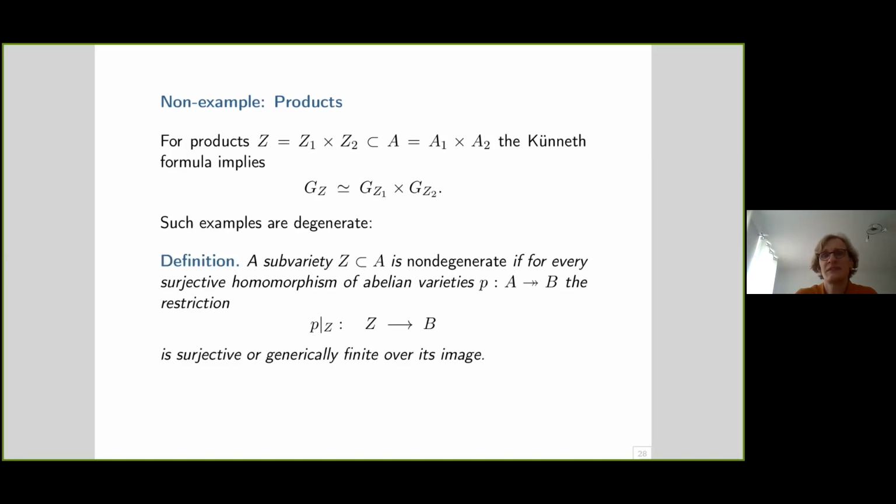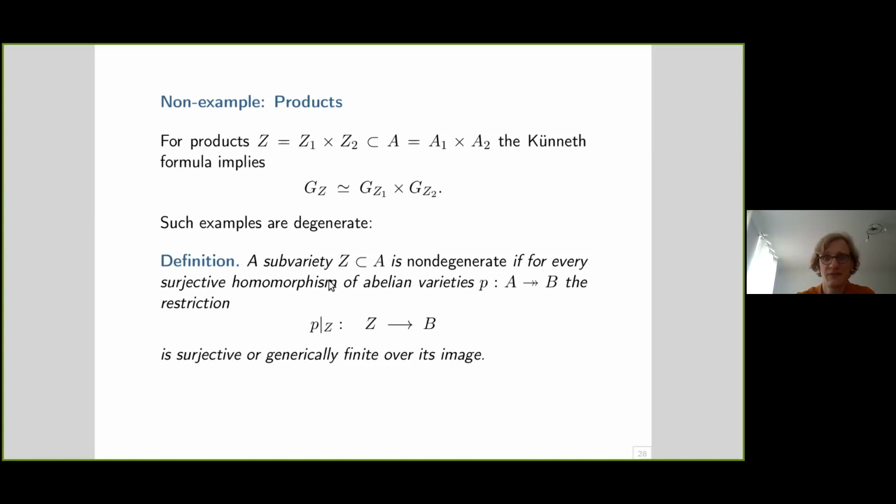But such examples are degenerate. And similarly, I should say, you can also take such a product situation and then divide out a finite subgroup, so pass to an isogenous abelian variety, then Z will no longer be a product on the nose, but only isogenous to a product. But still, the Lie algebras will split as a product of two Lie algebras. And one way to rule out such examples is to assume that the subvariety is non-degenerate in the sense of Ran.